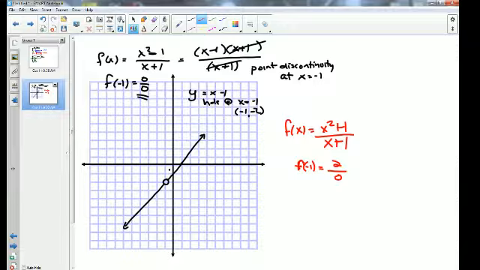Can I factor this? No, that's not factorable. Right, so we can't do anything with any of this. We can't cancel out any terms. So we know this is going to be an infinite discontinuity.